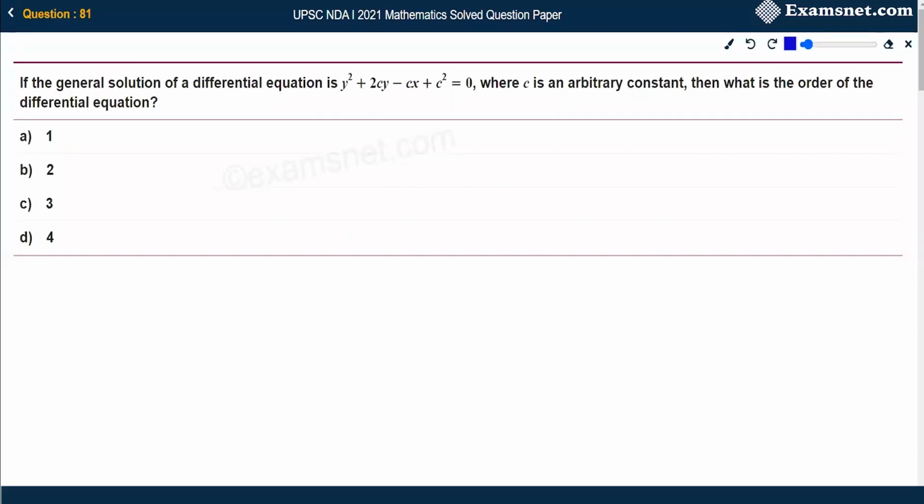In question number 81, it is given that if the general solution of a differential equation is y square plus 2cy minus cx plus c square equals to 0, where c is an arbitrary constant, then what is the order of the differential equation? There are four options been given. Fine. So let me first discuss about order of differential equation.